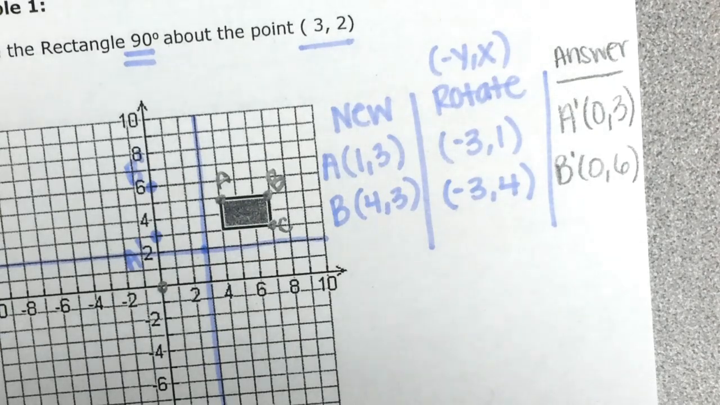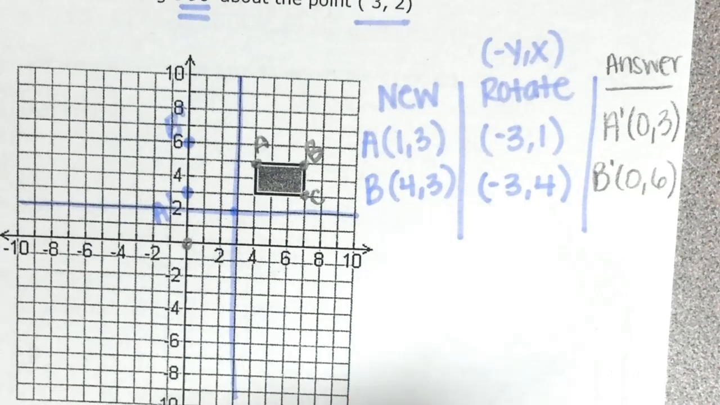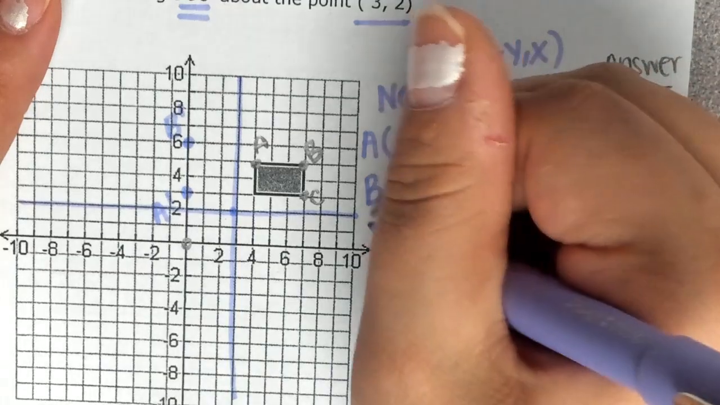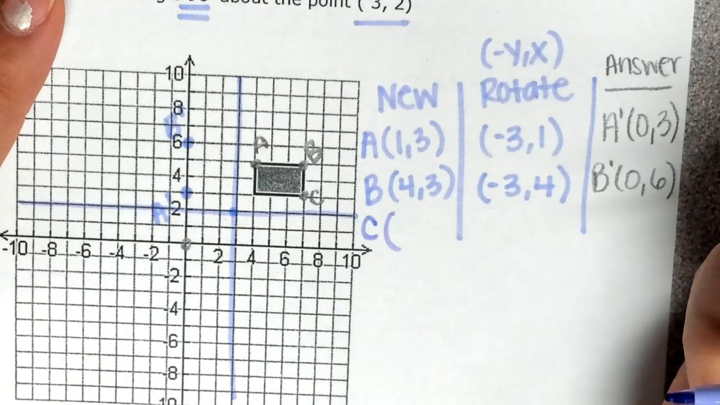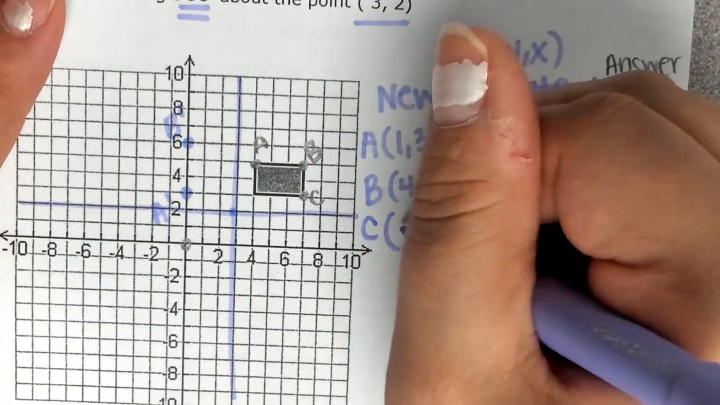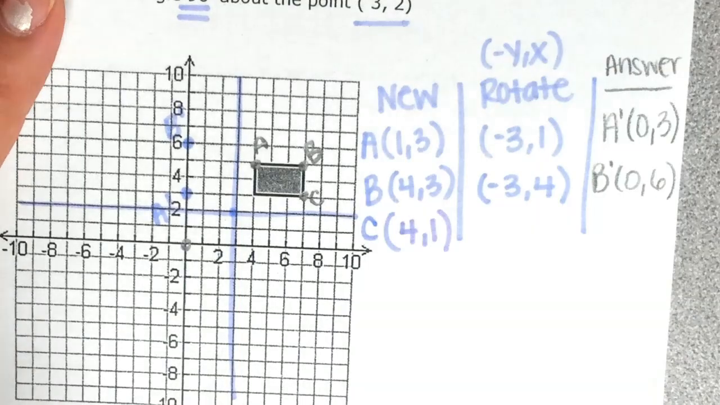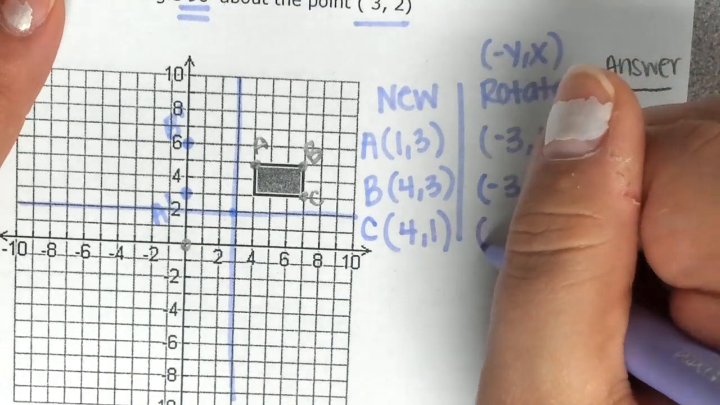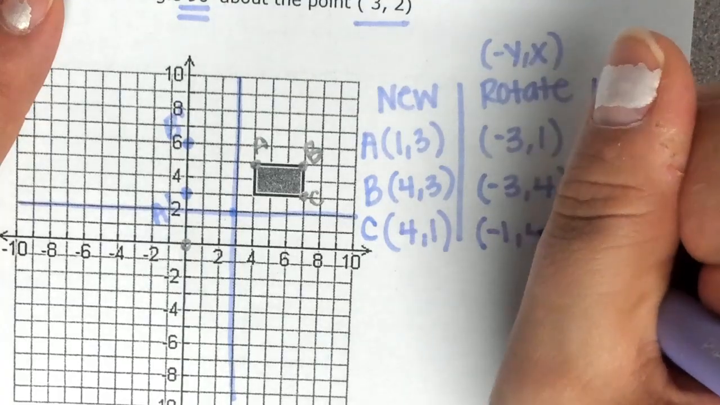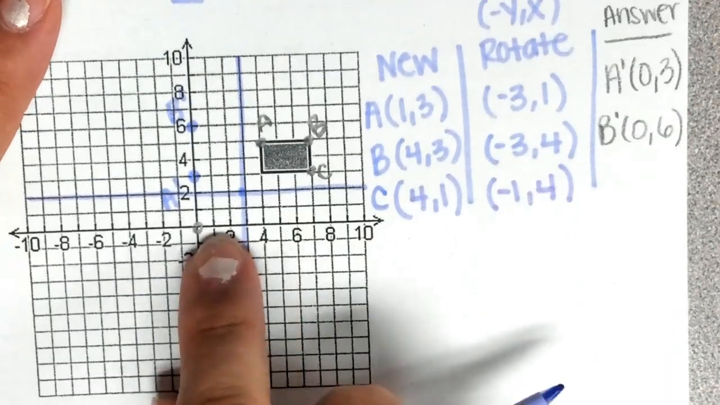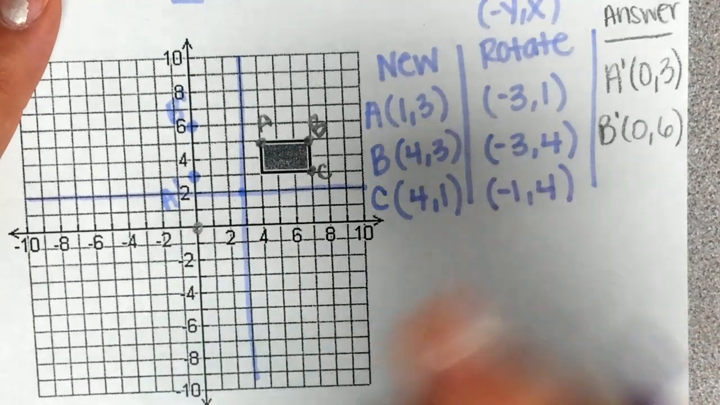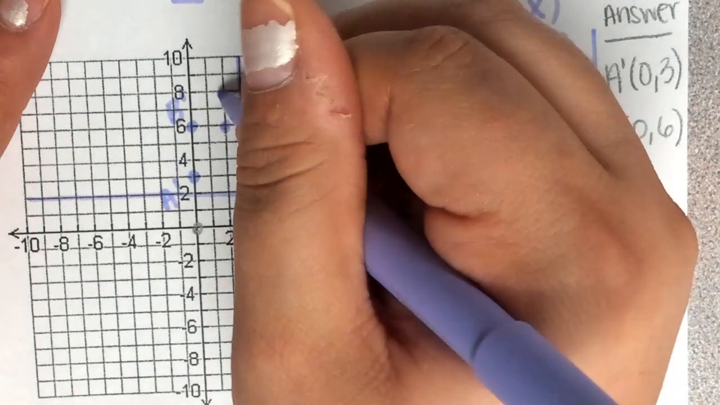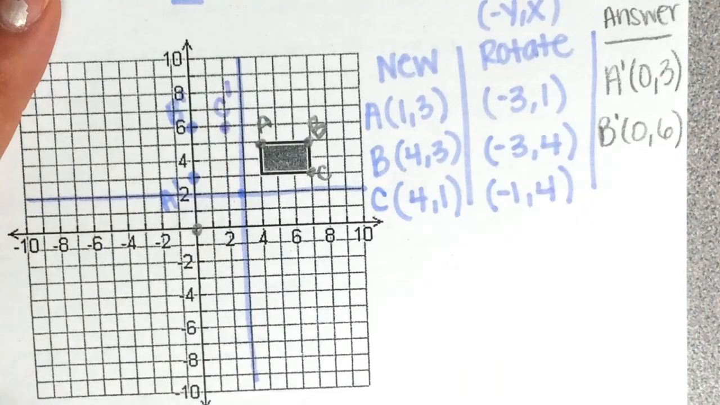I know we're not all done, but I just want to make sure we're on the right track. What is my point C with my new origin? 4, 1. And if you apply the rule, what do you get? And you need to plot that with your new origin. Left 1, up 4. That's the part everybody forgets, is to plot it.